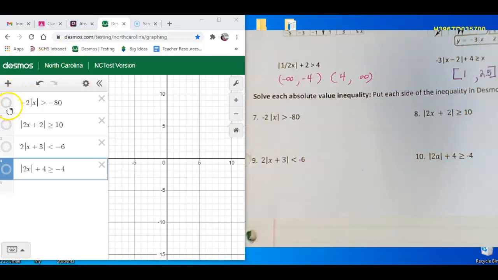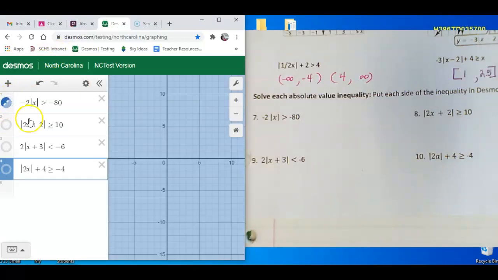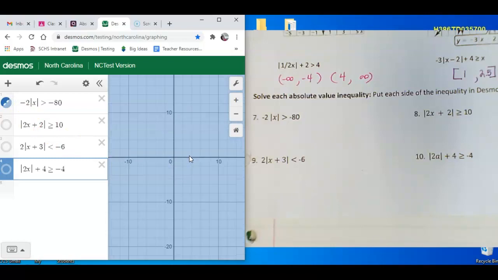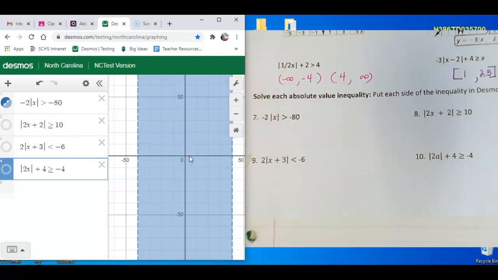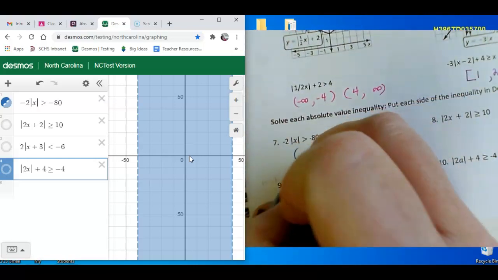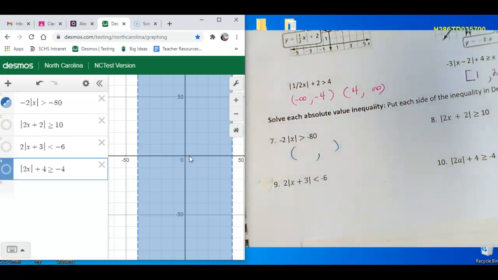Alright, so I have them all graphed, but I'm just going to come over here and turn them on one at a time. So this is number 7. And notice I did have to zoom out a little bit to try to figure out where that shading was. It almost looked like it was all real solutions, but once I zoomed out I realized it's not. There's just one answer, so I know there's a parentheses like that. And this is going by 50s.